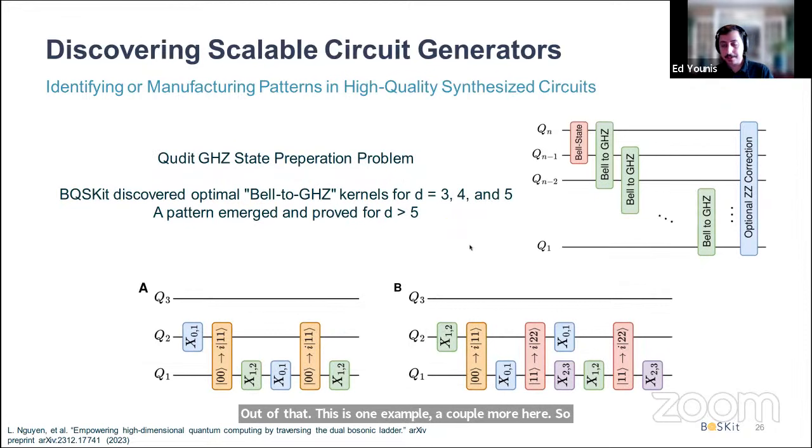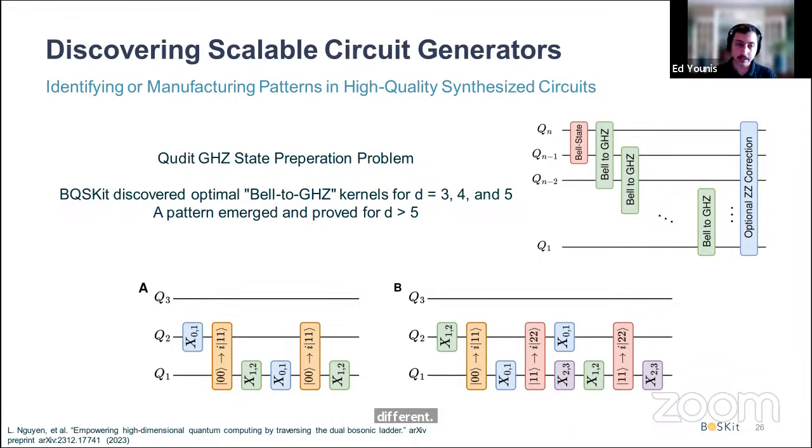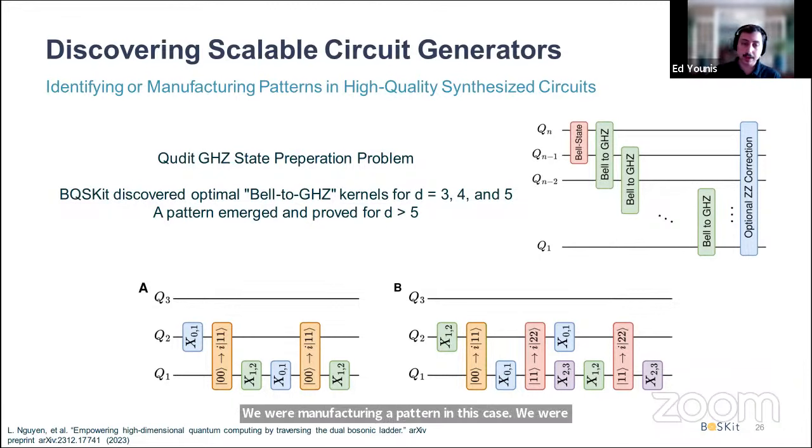Another time that this came up is a little bit different. We were manufacturing a pattern in this case. We were tasked with doing qudit GHZ state preparation. So we have higher dimensional qubits. These were qutrits, ququarts, even ququints. This is d equals 3 for qutrit, 4 for ququart, and 5 for ququint.